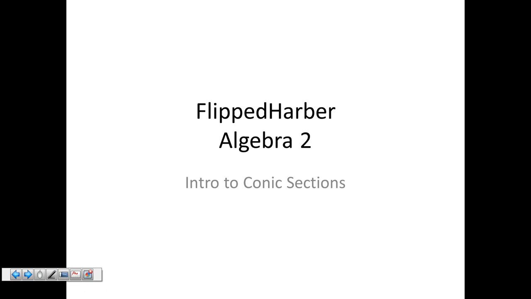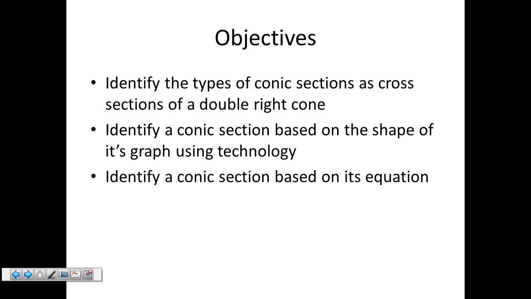FlippedHarber for Algebra 2. In this video, we're going to take a look at conic sections. Our objectives for this lesson are to identify the types of conic sections as cross-sections of a double right cone, identify conic sections based on the shape of its graph using technology, and we'll be looking at graphs that I created using Desmos. And we're going to identify a conic section based on its equation.